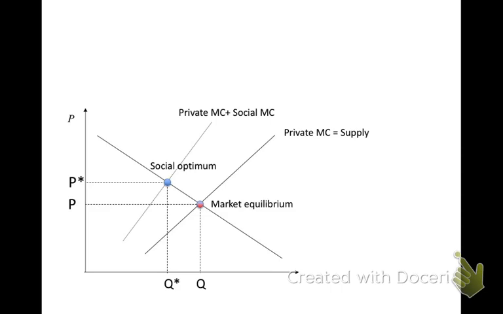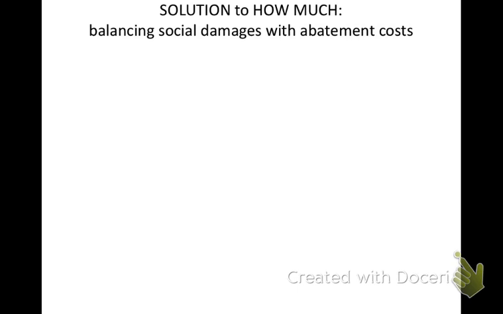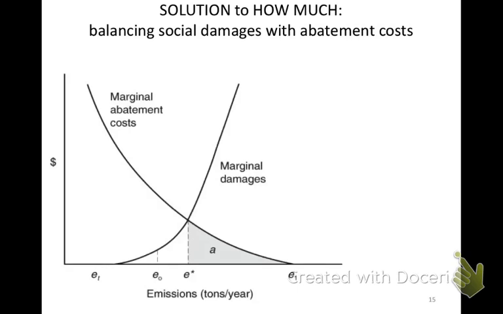We produce too much of that good, and the reason is that we do a wrong accountancy. We forget to include in the cost also the side effects on the production, the costs which are not paid by the producer. And we can do a similar picture, drawing marginal abatement cost and marginal damages, marginal social costs. And we can find the optimal level of emissions, just balancing marginal abatement cost and marginal social damages.